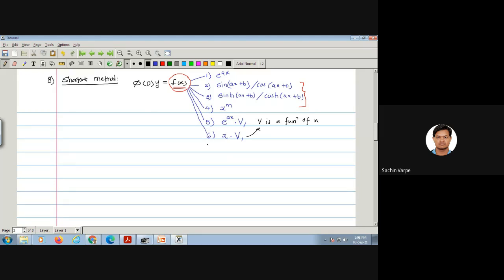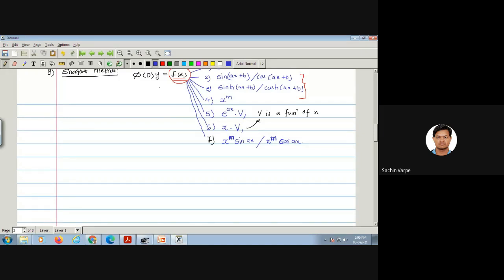Okay, now the seventh method, or seventh case we can say, is if f of x is x square into sine of ax, or instead of x square let me write x raised to m, because the power can be anything: x raised to m sine ax or x raised to m cos ax. So these are 7 different shortcuts we have for these special functions. Let us discuss them one by one. Case 1.